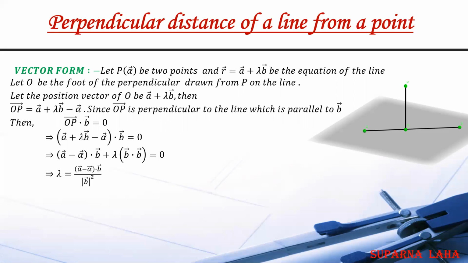Now, so when you have the value of lambda, you can easily find the foot of the perpendicular, that is O. So the position vector of O you can find, and now you have the position vector of O and position vector of P. From that you can easily find the distance OP in vector form.